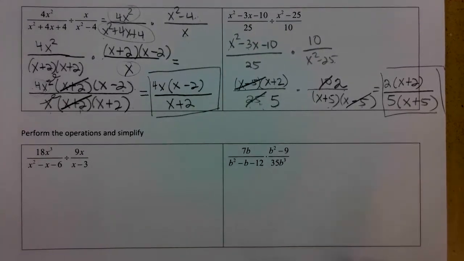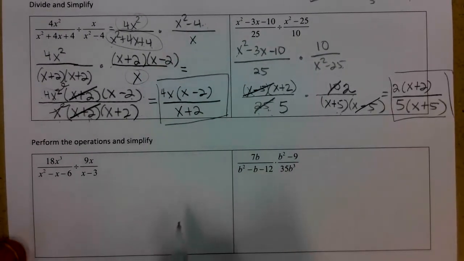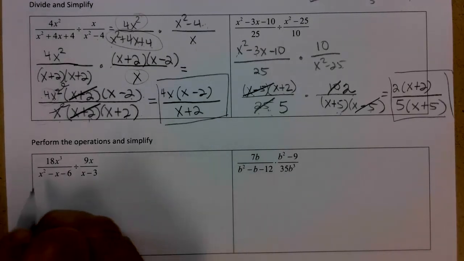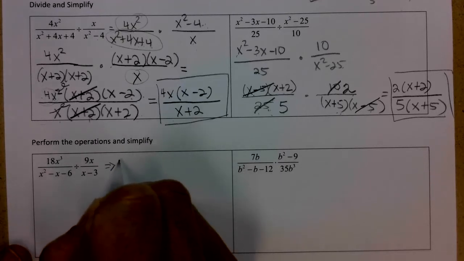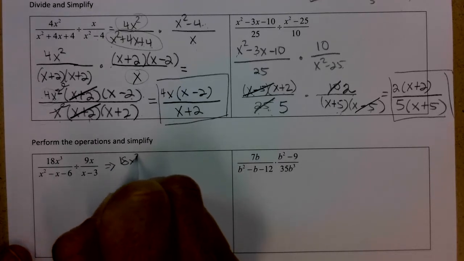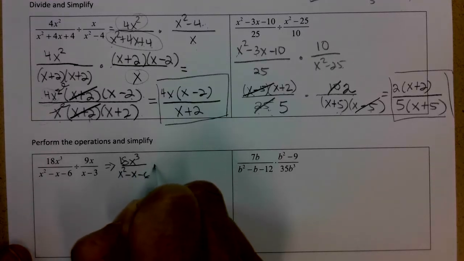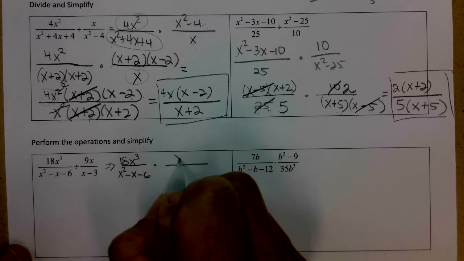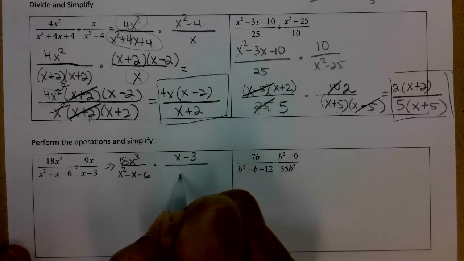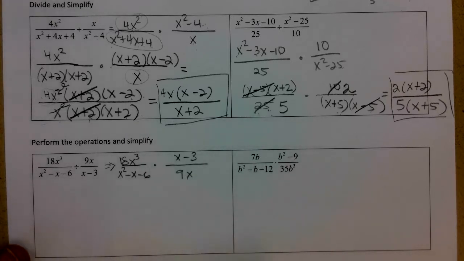Okay, so 2 more examples. Just perform the operations and simplify. So the first one here is the division. You want to pause and try it on your own. I'm going to go ahead and write it as our multiplication. 18x cubed over x squared minus x minus 6 times, flip the second, so x minus 3 goes on top, 9x goes in the bottom.